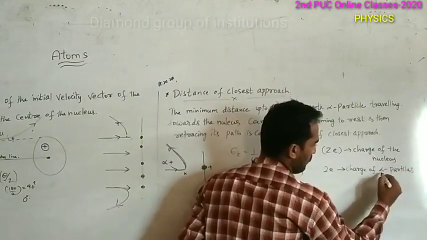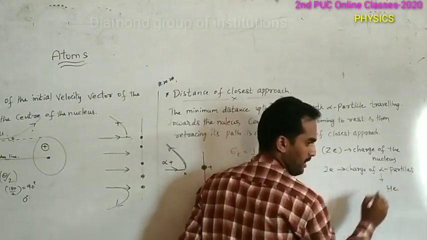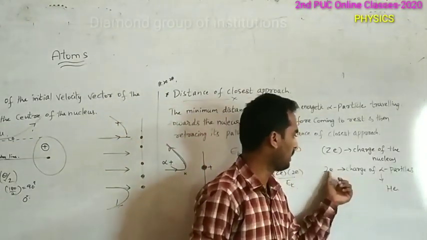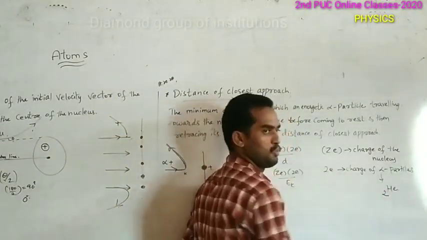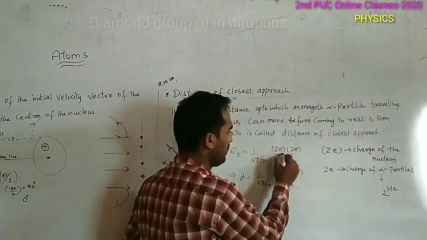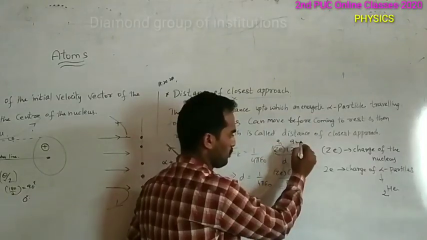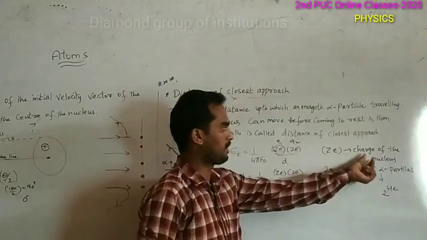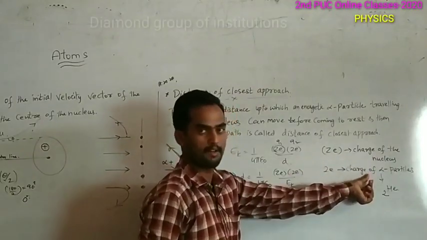What is meant by an alpha particle? Helium nuclei. That's why, since helium has 2 protons, it is replaced by 2e. So this is Q1 and this is Q2, separated by the distance d. Ze is the charge of the nucleus, and 2e is the charge of the alpha particle.